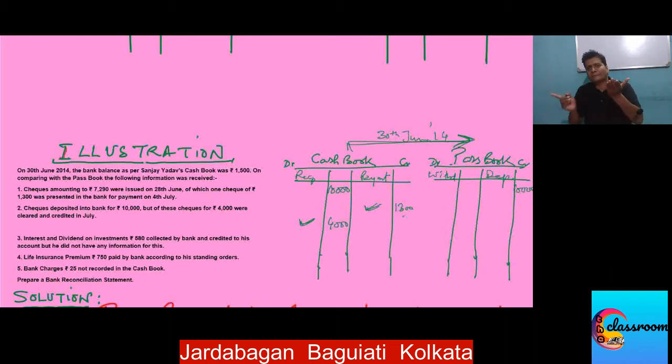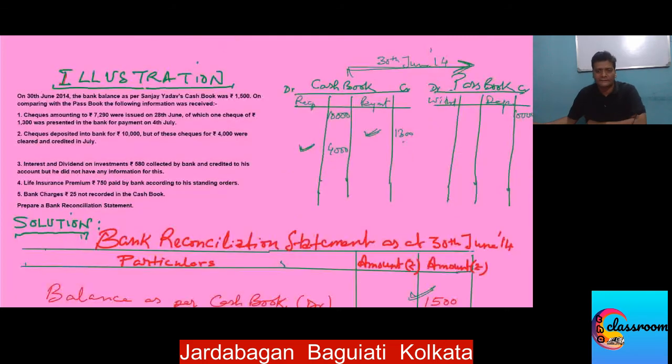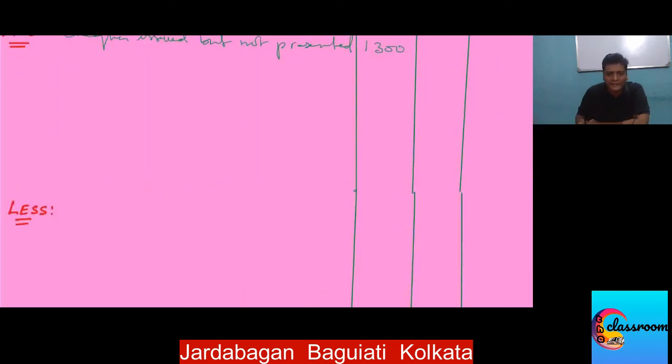We want to reach the passbook, so we need to come down to reach the passbook. So we need to subtract from the cash book balance to reach the passbook balance. So here we write less: checks deposited but not cleared. The amount is 4,000.